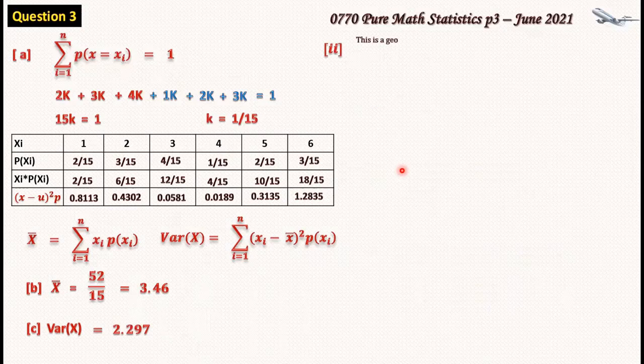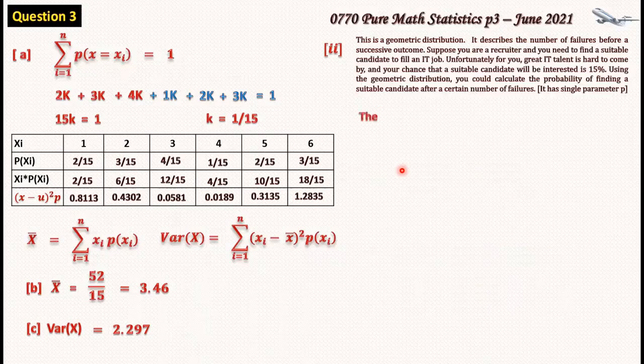So with this type of question, it is a geometric distribution. Why? They have given us the probability of success, and the interview is a continuous process, continuous interview until they find the first candidate that is qualified. So it describes the number of failures before a successful outcome. So suppose you are the recruiter and you need to find a suitable candidate to fill an IT job.